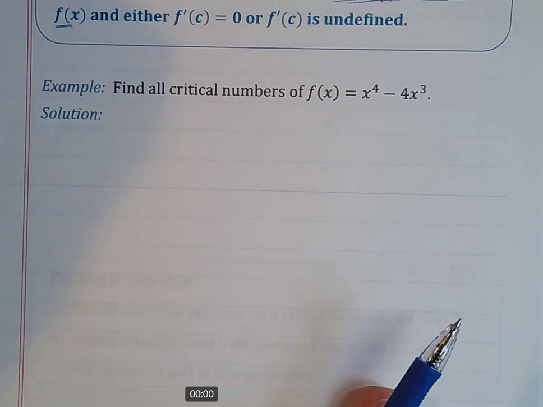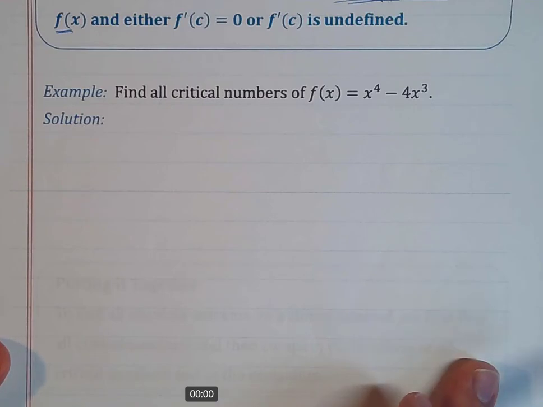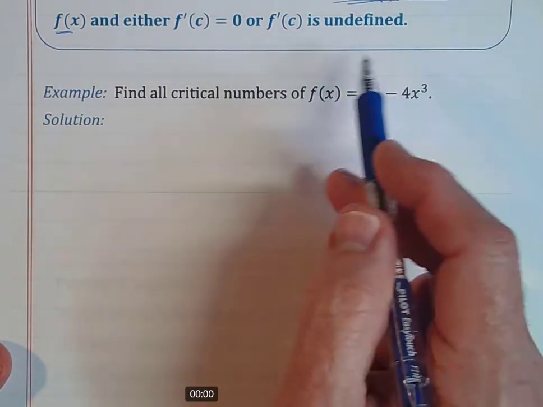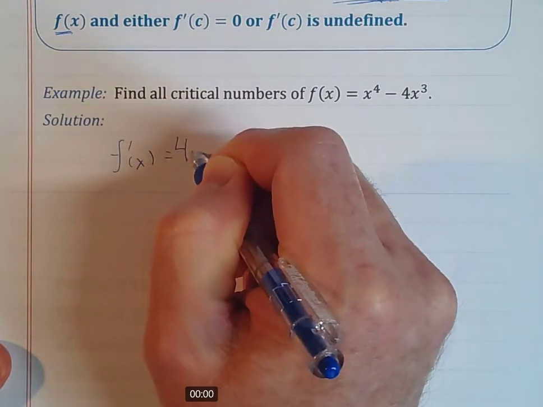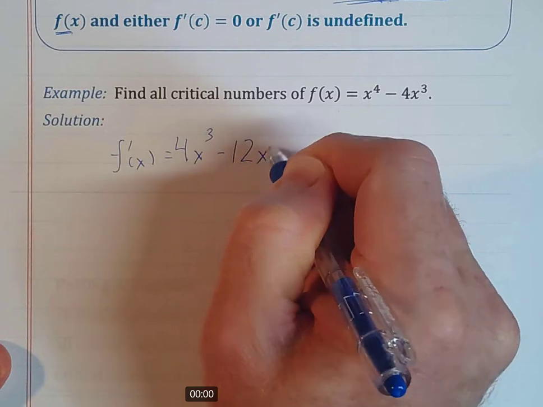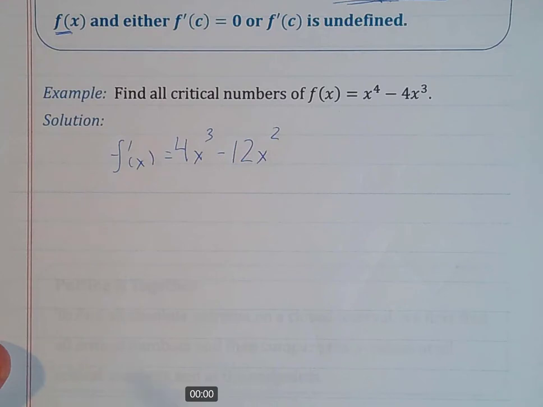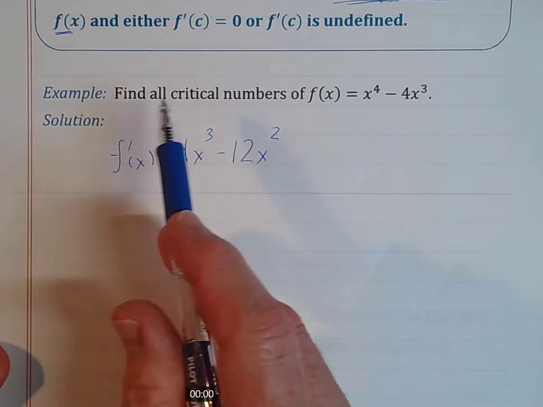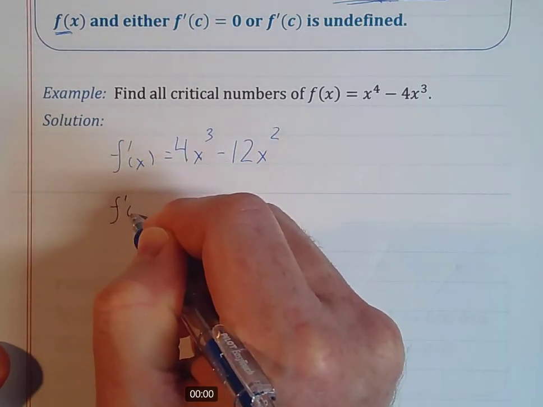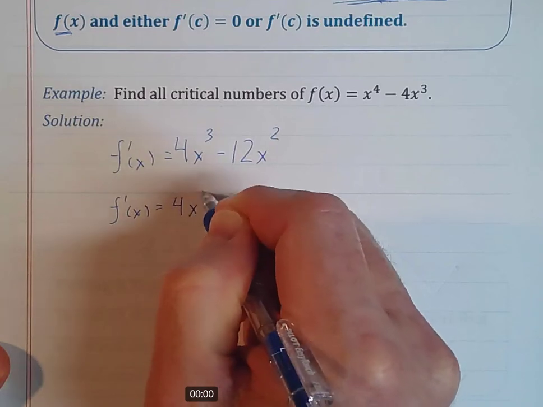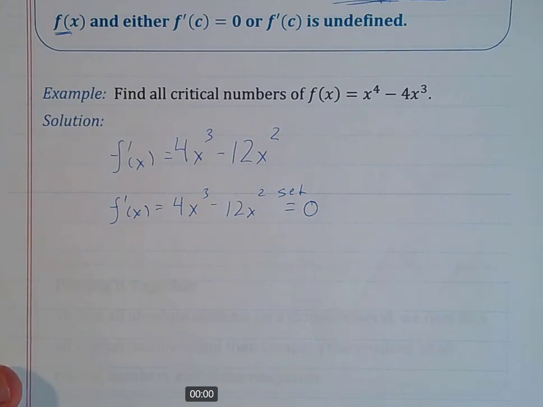Now we're looking for places where either the derivative is undefined or where the derivative is equal to 0. Well, again, this is a nice little polynomial function. If I find the derivative of it, I get 4x cubed minus 12x squared, and there's not going to be any places where that derivative is undefined. So what I'm really looking for is the places where the derivative is equal to 0. So I have f prime of x equals 4x cubed minus 12x squared, and I'm going to set that equal to 0.